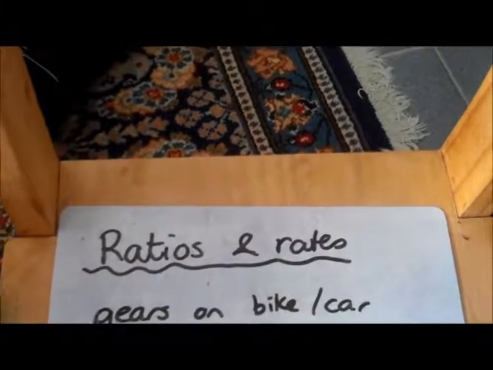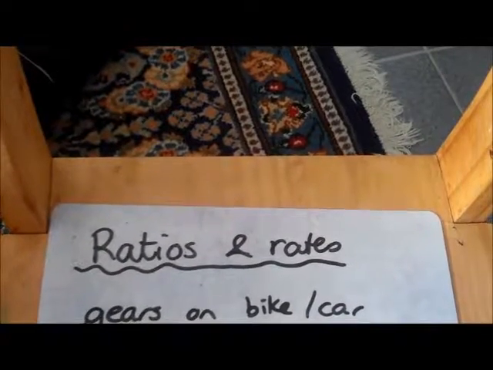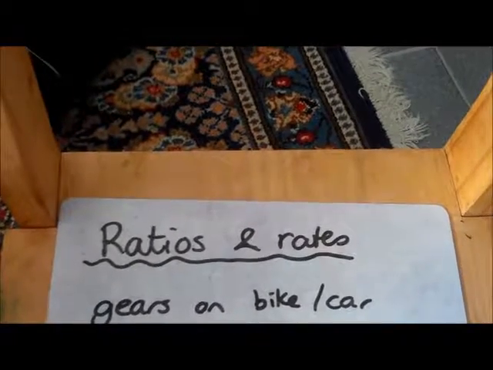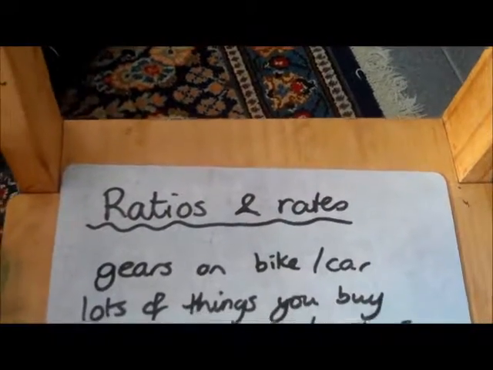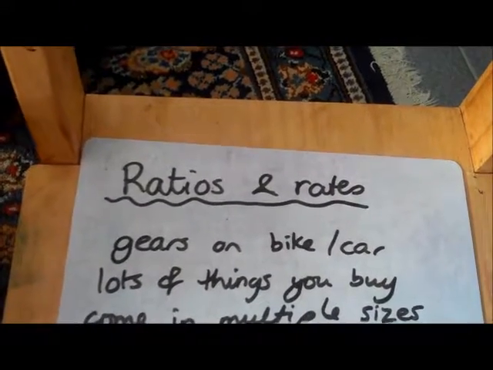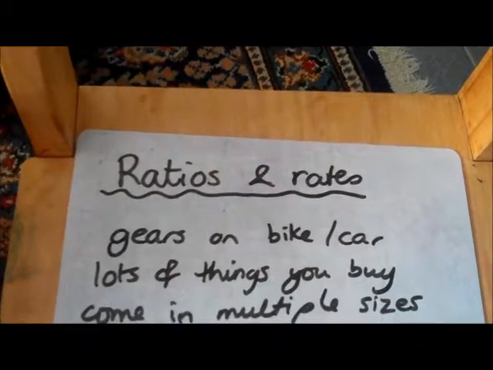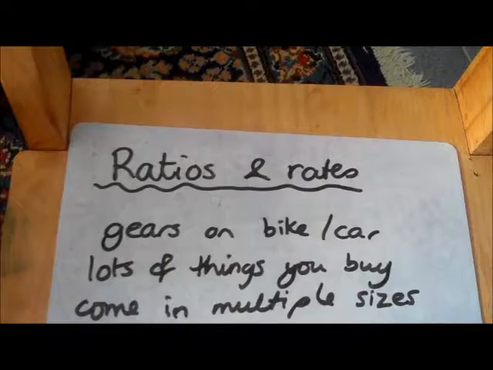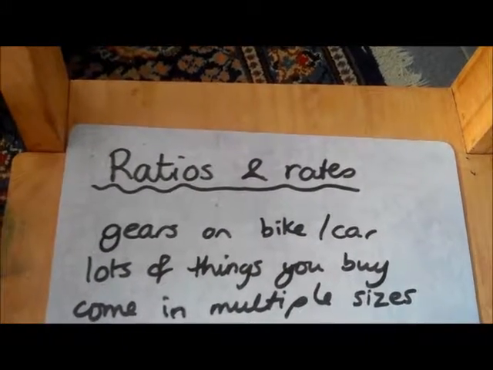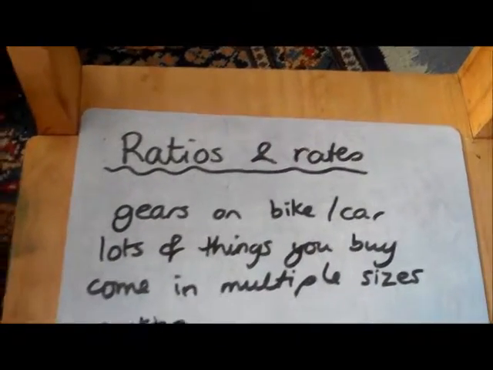So this term we're looking at rates and ratios, or ratios and rates as I've written it there. Ratios and rates come up all the time. How many words per minute you can type, how fast you can run as in metres per second, how many runs you score per over, things like that. Gears on a bike, car, lots of things you buy come in small, medium, large. Think of toothpaste in small tubes, bigger tubes and larger tubes, or soft drinks, all sorts of stuff that you buy. Start looking at cheese, all that sort of stuff. Lots of those things that you buy come in multiple sizes.